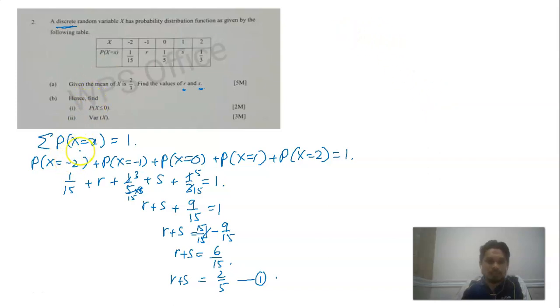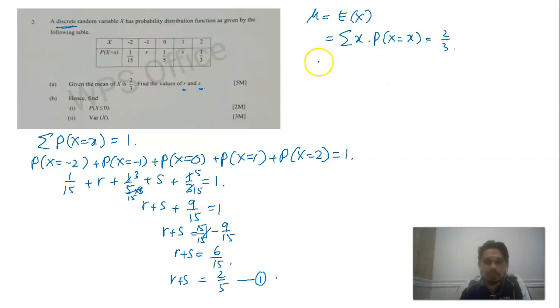Once we use the first equation, r plus s equal to 2 over 15, equation 1, then we're going to use the mean here. So expected mean, or expected of x, equal to the summation of x multiplied with its own probabilities, which is -2 times 1 over 15, -1 times r, 0 times this, 1 times s, and 2 times 1 over 3. So let's find it one by one here. And it is 2 over 3.